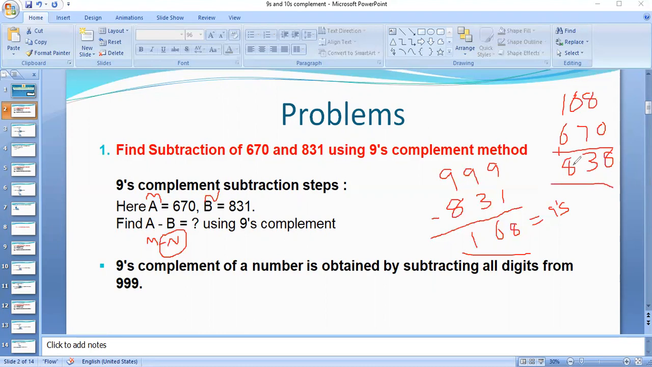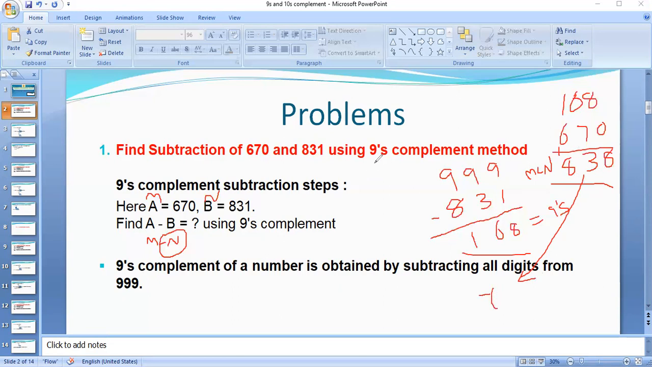Here you may observe, there is no end carry in the result. Okay, so what we have to do if there is no end carry in the result? That is the m less than n condition. In the next step, we have to put a negative sign in front of the number and then again complement this one.